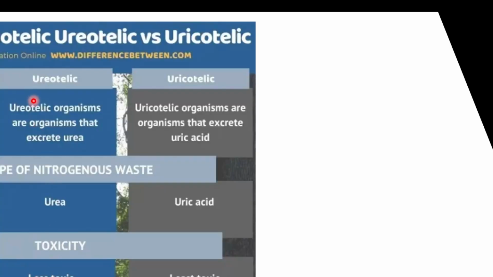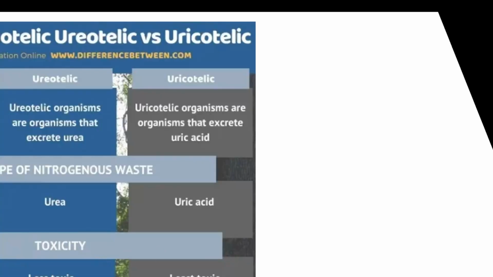So this is a table comparing all the different types of excretion commonly found in animals: ammonotelic versus ureotelic versus uricotelic. The major difference is that ammonotelic organisms excrete ammonia, as per the name. Ureotelic organisms excrete urea, and uricotelic excrete uric acid. This is the type of nitrogenous waste they excrete. Toxicity: ammonotelic is highly toxic, ureotelic less toxic, uricotelic least toxic. And examples of organisms: most aquatic organisms excrete ammonotelic waste.